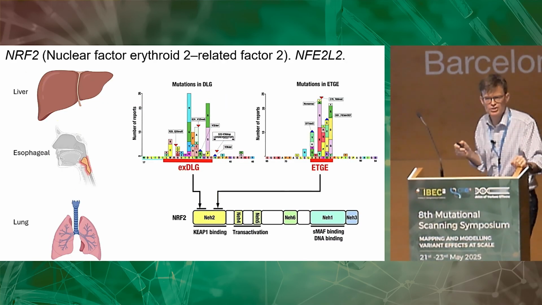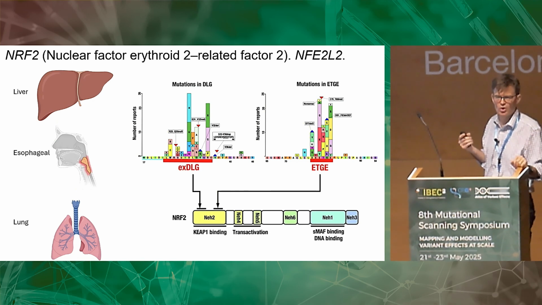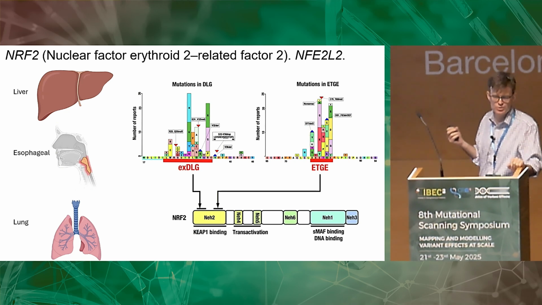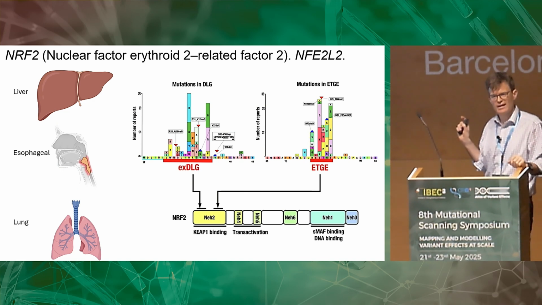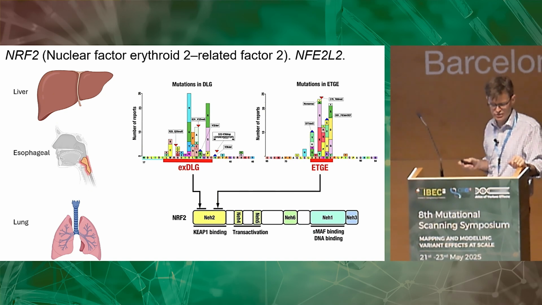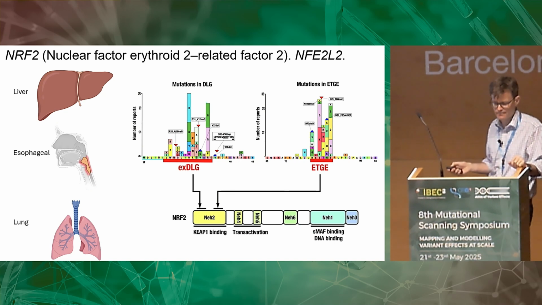So the gene that I'm going to describe where we've used this method is a gene called NRF2. NRF2 is associated with liver cancer, esophageal cancer, and also cancers of the lung. And it tends to be mutated in two specific regions of the gene, which are found at the N-terminus, which are called the DLG and the ETGE region, as indicated on the slide.